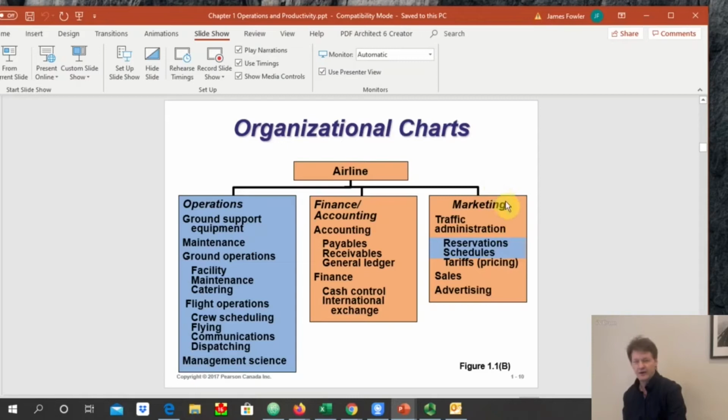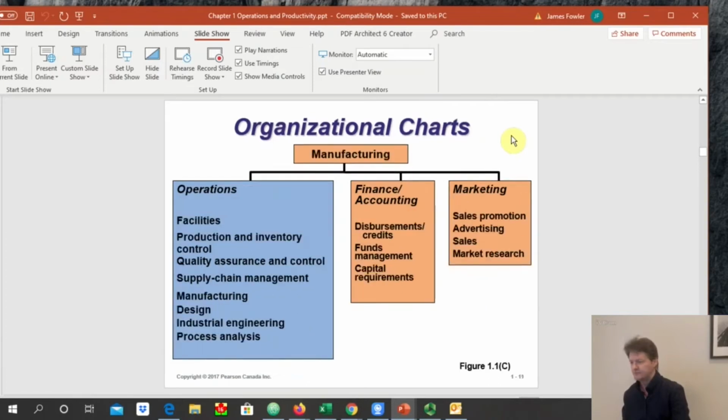Also, marketing has to decide on the price of tickets. Ideally they want to have as many seats filled as absolutely possible. So it's their job to try and determine what that number or that cost of that ticket is to the consumer.